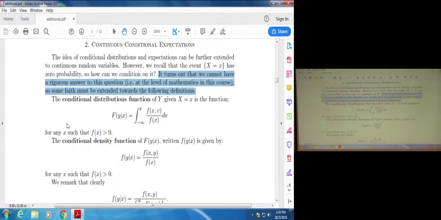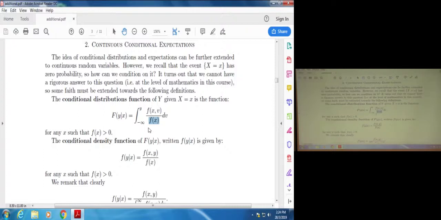So if you want to find the conditional density function, or distribution function in this case, of y given x, it is defined, with y and x real valued here, as the integral from minus infinity to y of the joint f of x and v, because I'm going to integrate over v, over the marginal f(x), for any point in the space where the density function is strictly positive.